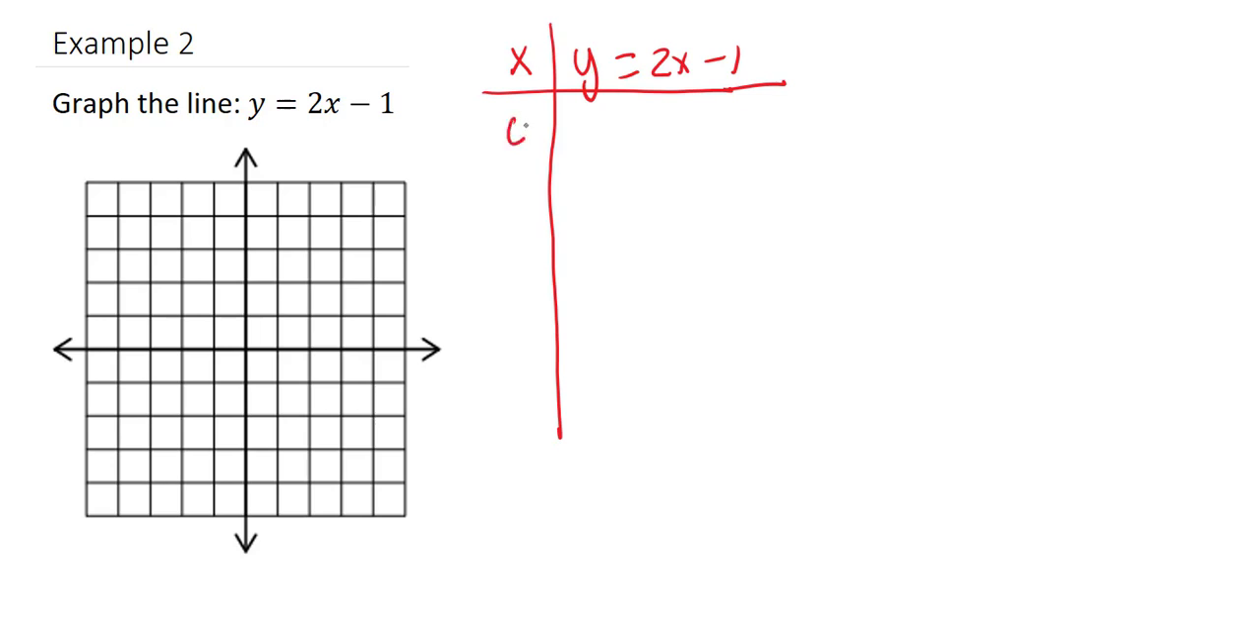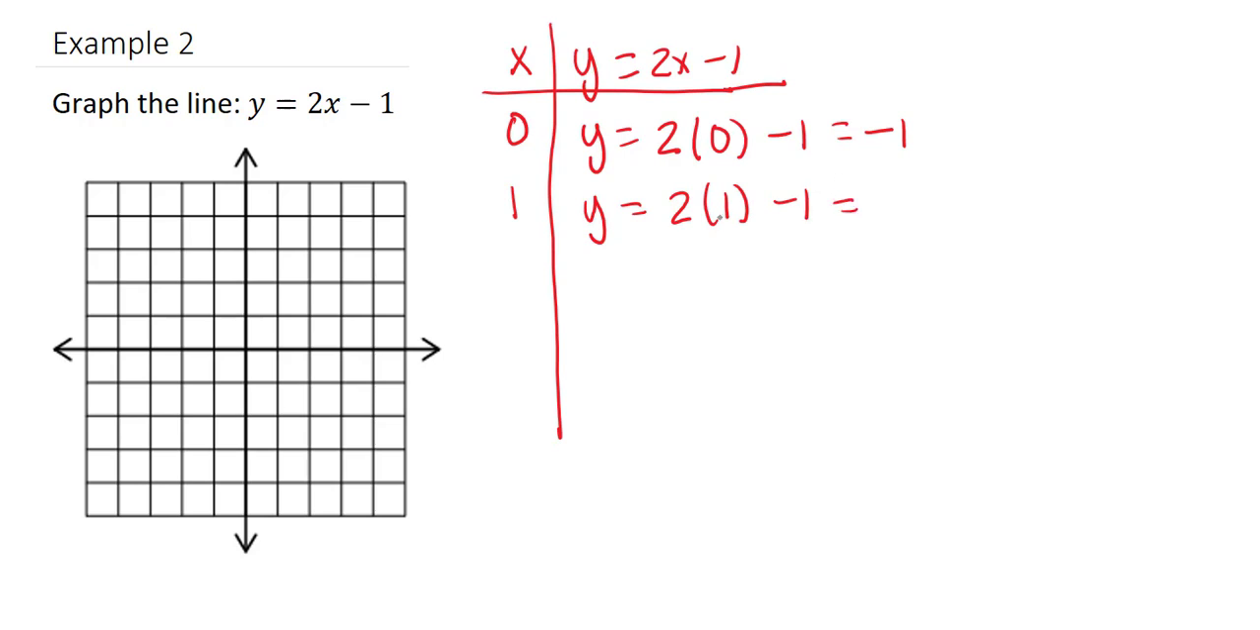So let's pick 0 first. So when x is equal to 0, we have y equals 2, put in parentheses 0, minus 1. Well, 2 times 0 is 0, and we just have then negative 1. Then let's pick a value for when x is 1. So we have y equals 2 times 1 minus 1. So 2 minus 1 is equal to 1.